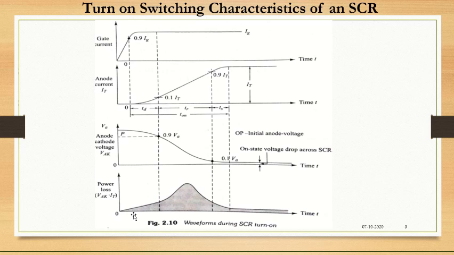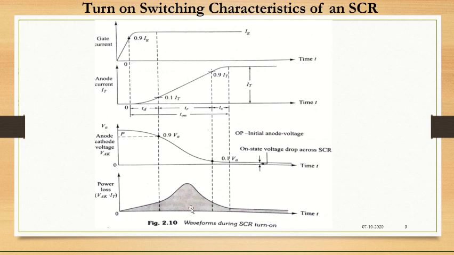If you observe the power loss here, initially it is almost minimum, but during the rise time it is maximum. Why is that so? You observe that the current and the voltage during this rise time are both substantial. When you take the product, obviously it will reach maximum somewhere in the middle of this rise time.